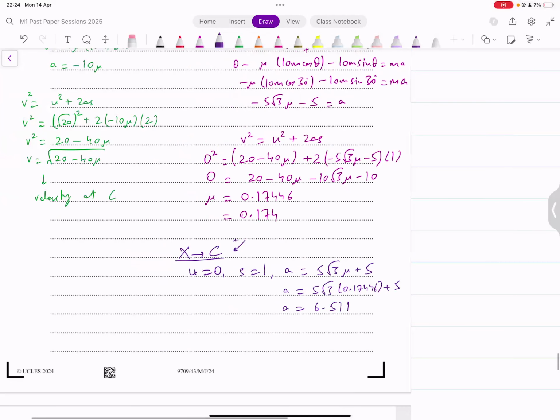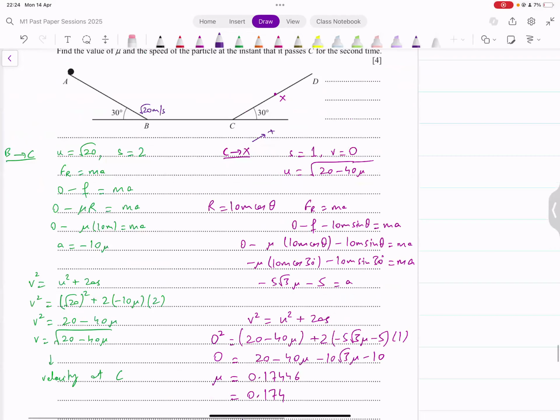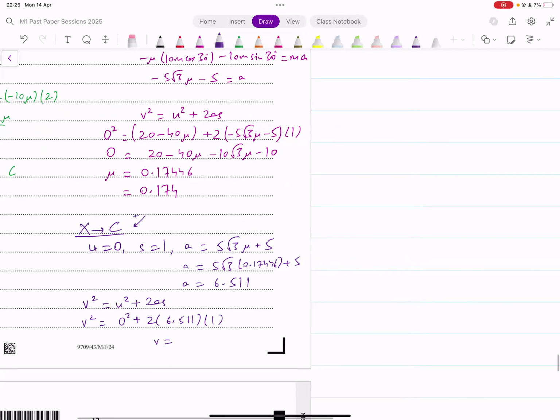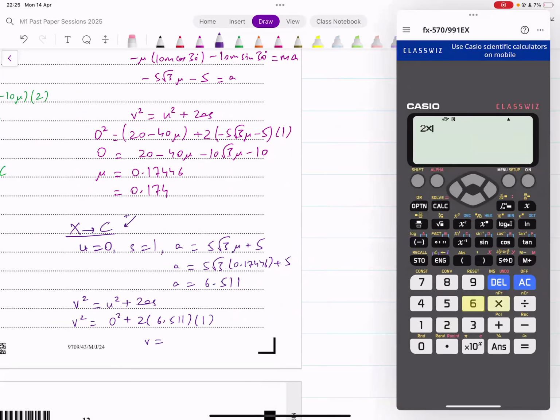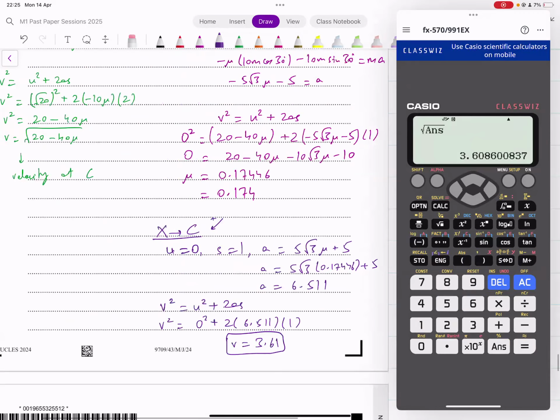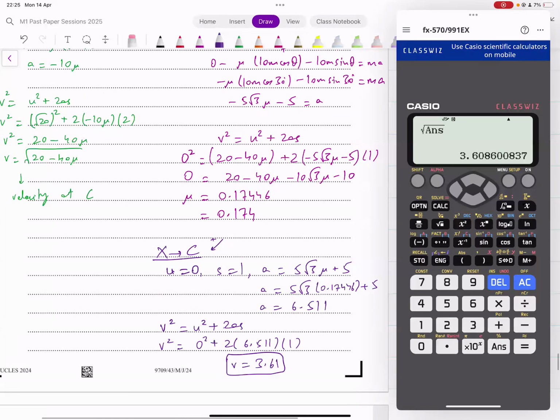Now find the final speed. So we can use v squared equals u squared plus 2as for this now. V squared equals 0 squared plus 2 into 6.511 times displacement, that is 1. And that will give you the value for velocity, finally, that you're looking for. 2 into 6.511, square root of that, and that turns out to be 3.61. That's the velocity at which the particle passes through C the second time. Is that what you're getting?